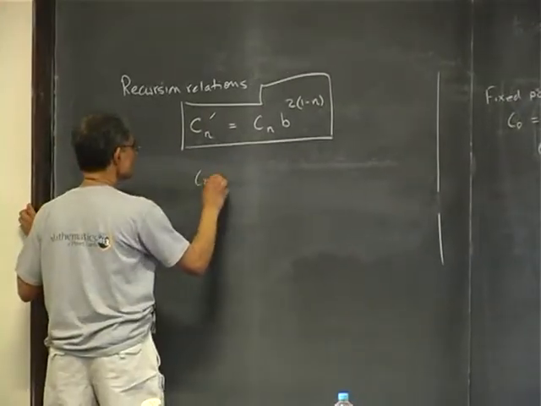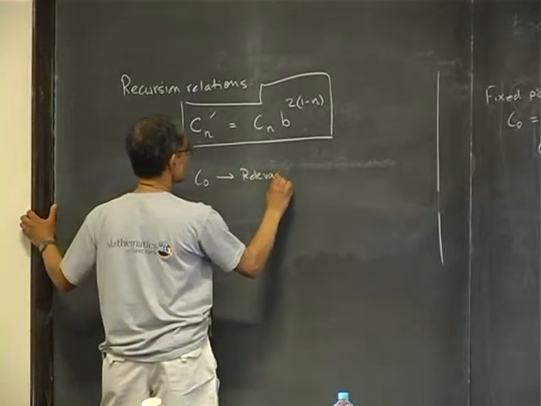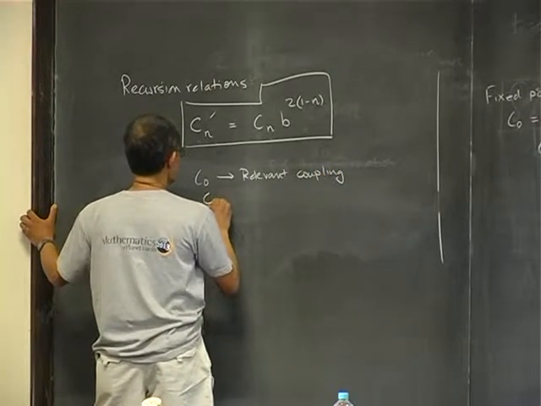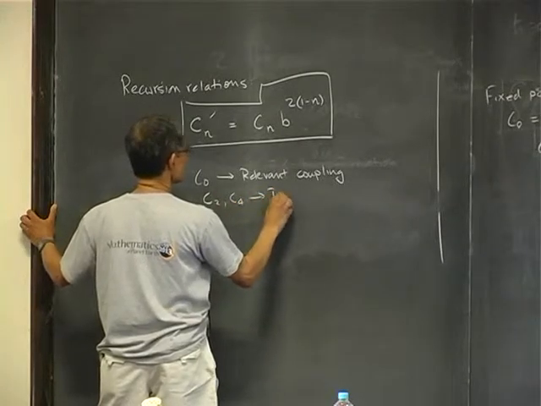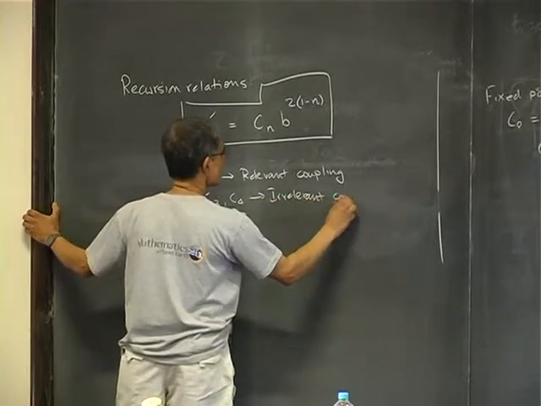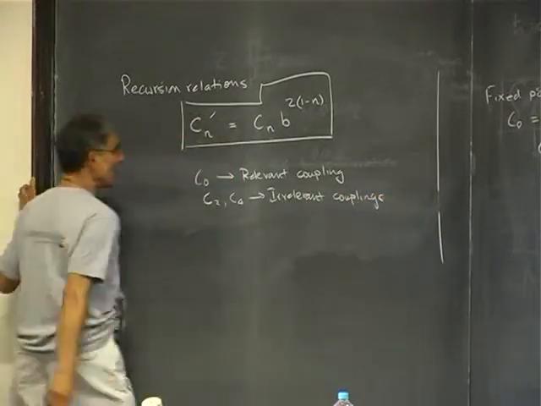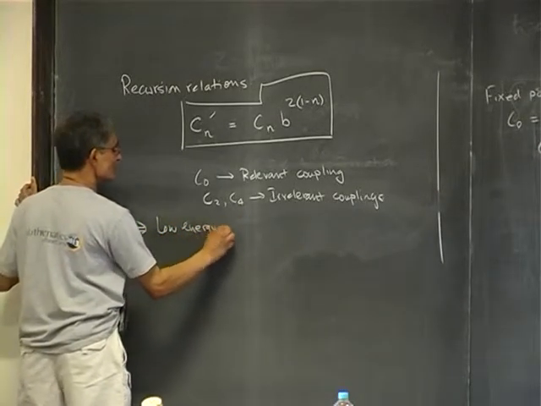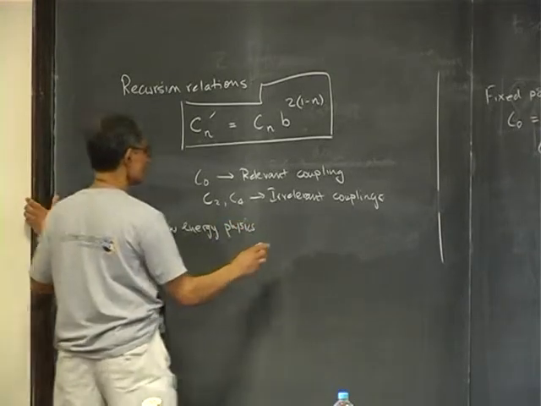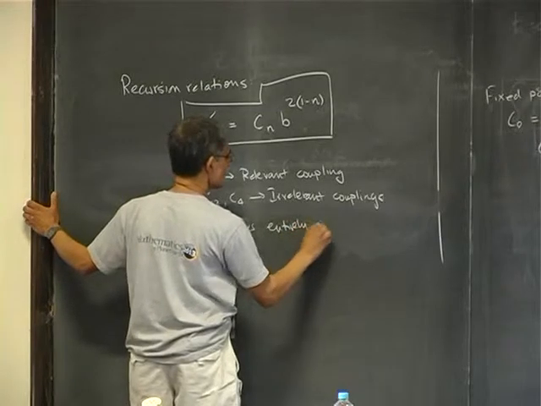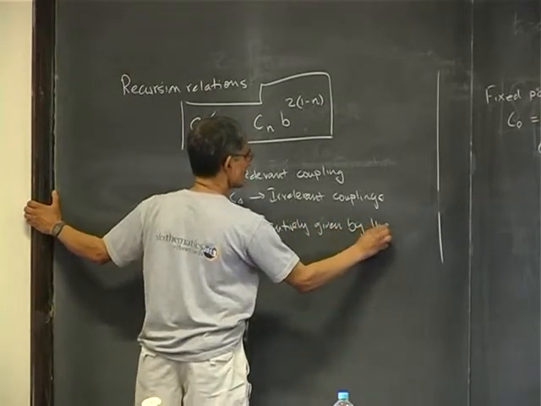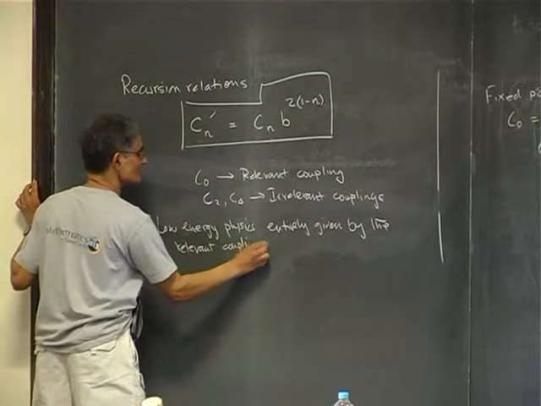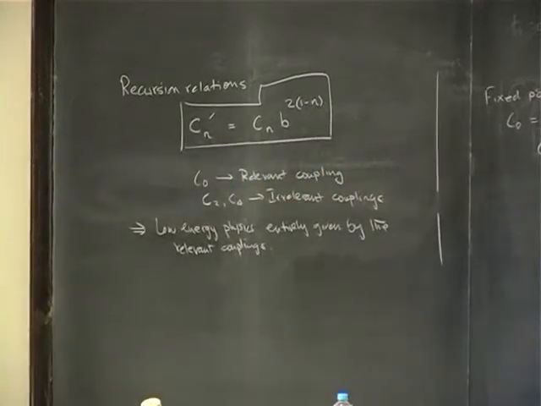So that was the reason C0 was a relevant coupling and C2, C4 were irrelevant couplings. The lesson we want to draw from all this is that the low energy physics is entirely given by the relevant couplings. In this example, yes.